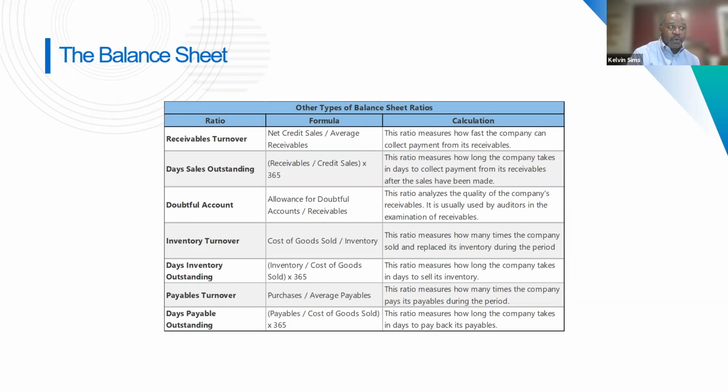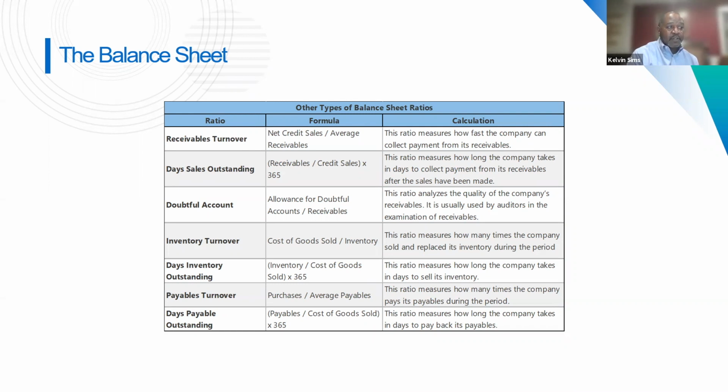And again, here you want this to be as low as possible because you want to be able to get your money as soon after the sale as you possibly can. Doubtful account, this is when you're having problems collecting. This is where they go to the doubtful account, or we call it in our line bad debt. And again, the auditors use this to examine the quality of the receivables, or the quality of people paying you for the goods or services that you sell.